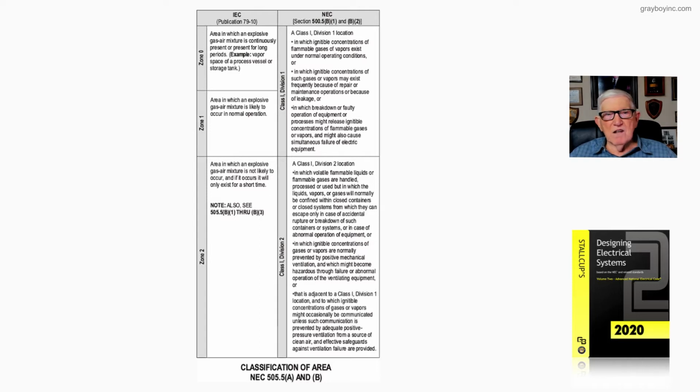gas-air mixtures are continuously present or present for long periods of time. Example, vapor space inside a vessel or storage tank. Now, a long period of time is anything that's there over 1,000 hours or more. But notice Zone 0 is compared to your Class 1 Division 1. They're about the same as you see there.